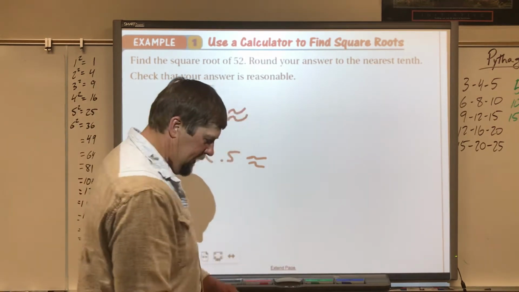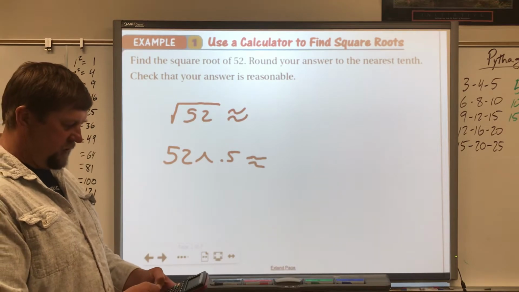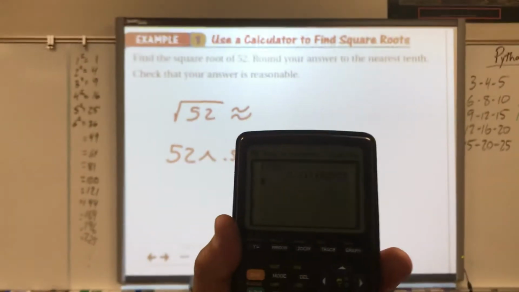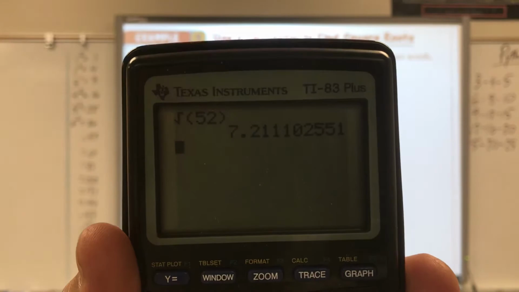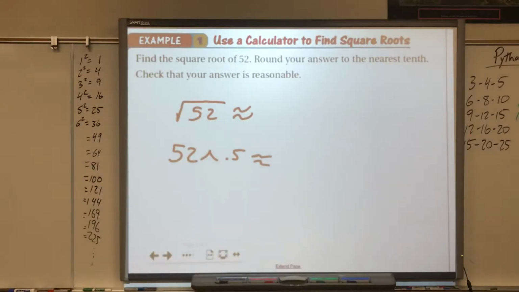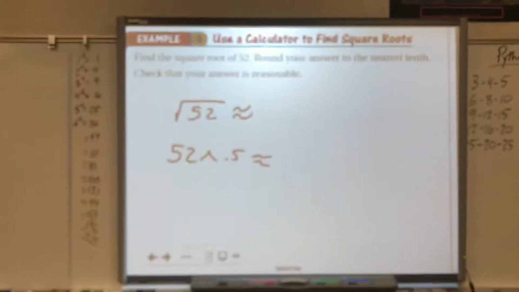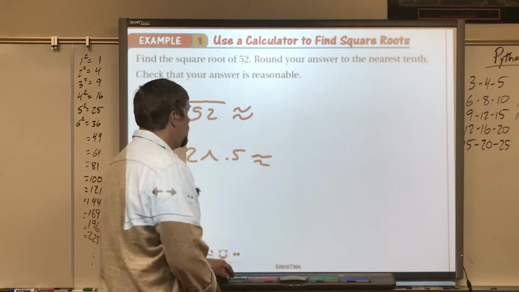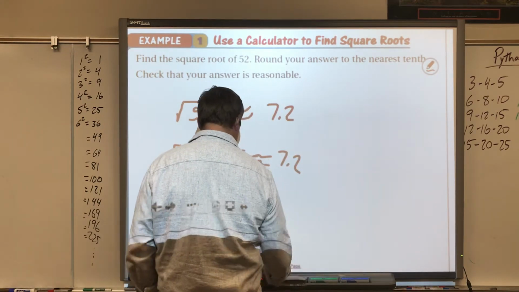If I go ahead and take the square root of 52 on the calculator, I have 7.211. Or if I take 52 raised to the 0.5 power, I have the same answer. So 7.211 to the nearest tenth would be 7.2. One decimal place is the nearest tenth.